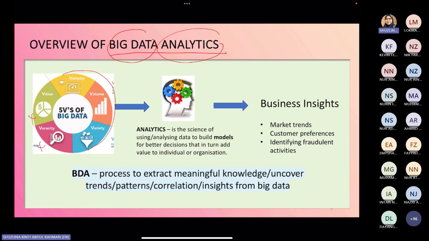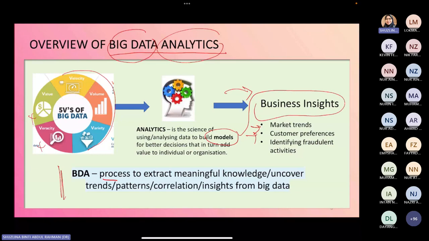So the one means once we have built the models, it will give what we call the business insights. All right, the business insight from the models that we have built. Okay, we were able to see what the market trends are, what the customer preferences are, and other activities that we can do and perform with the knowledge that we have discovered. So simply say, the BDA refers to the process. Some people may refer to it as a technology, to extract meaningful knowledge or to uncover patterns, correlations, or insights from the big data.